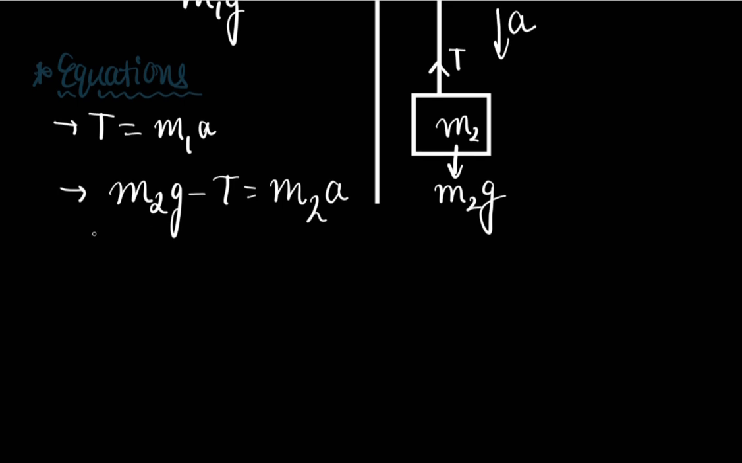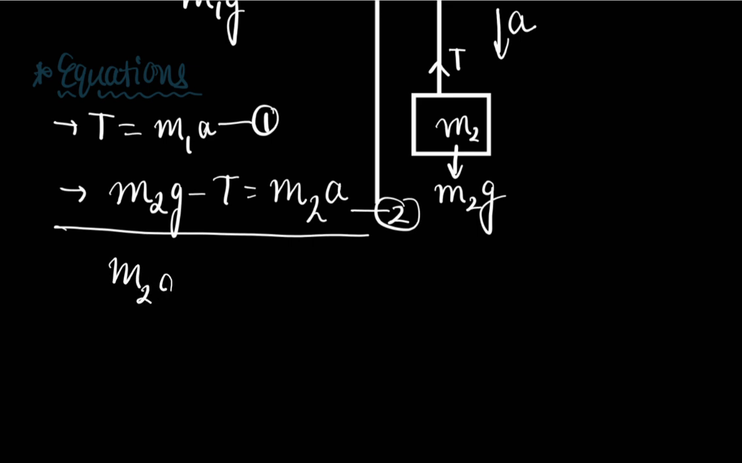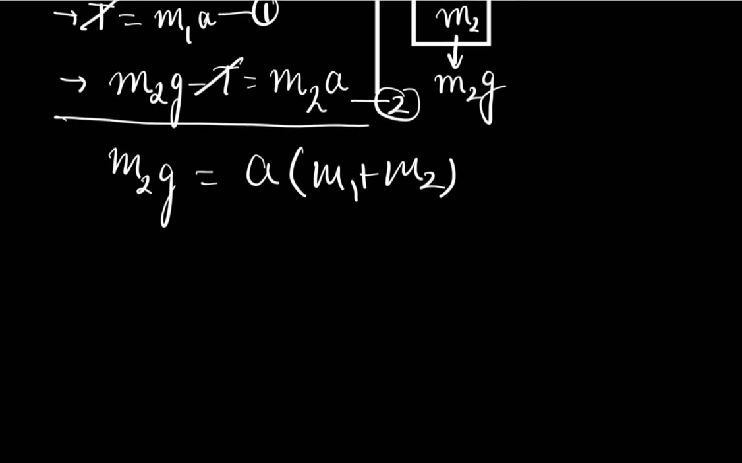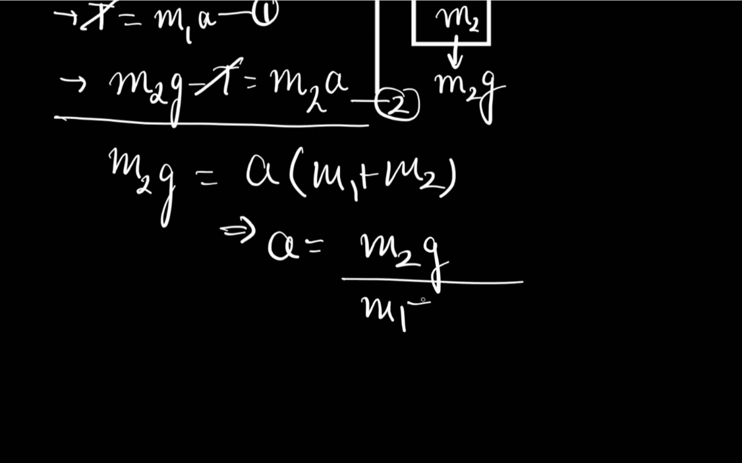Therefore if we add the two equations, this is 1 and this is 2, then we will get m2g, since T and T will get cancelled, is equal to a times (m1 plus m2). Therefore the acceleration is a = m2g divided by (m1 plus m2), right? So this is the acceleration.